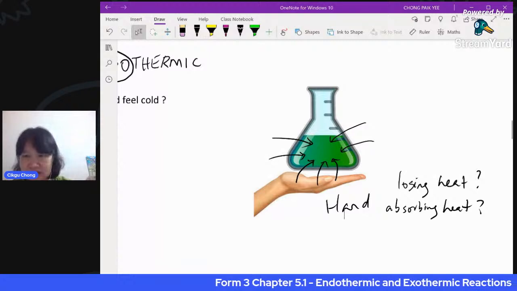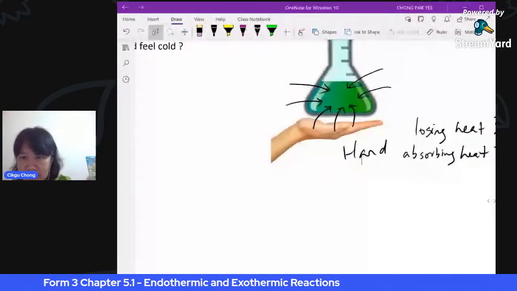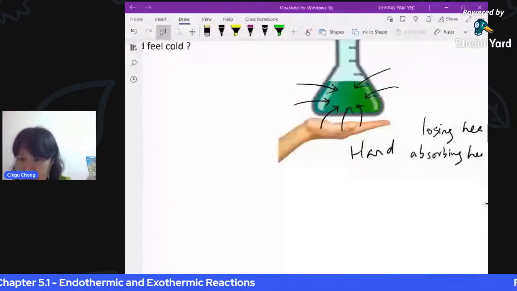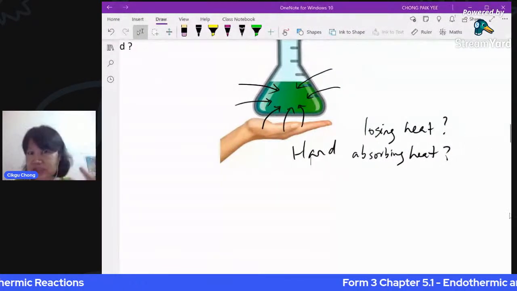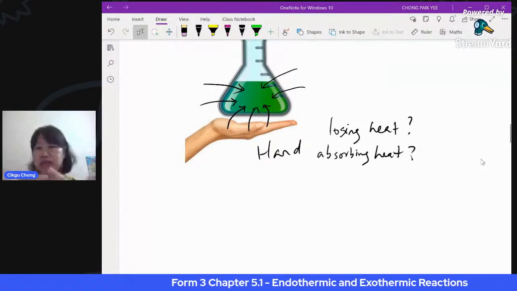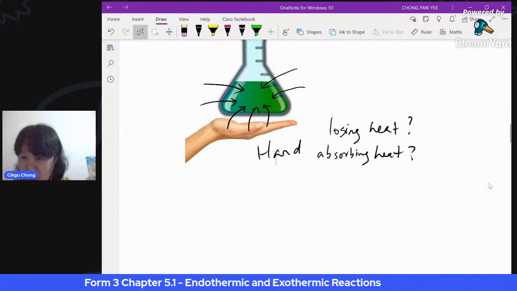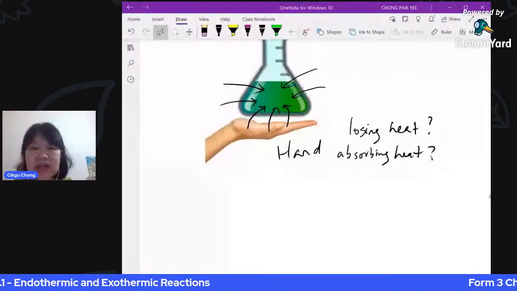Someone has written something here: absorb heat from the surrounding temperature and the hand. Yes, you're right. So here I can give you a very simple example. Whatever touches it, it will take in heat. So if your hand is touching it, your hand is giving heat. Yes, your hand is losing heat, correct.